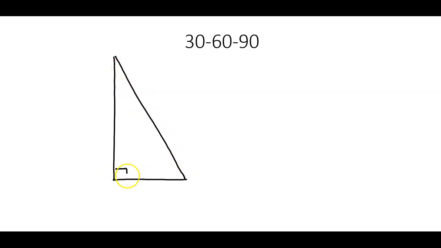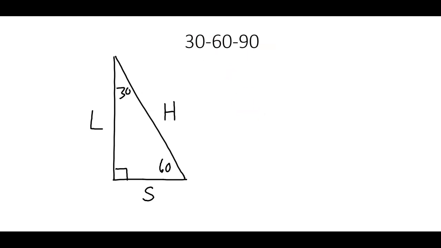On those, you have one 90-degree angle, you have one 30-degree angle, and one 60-degree angle. Now, the side that's across from the 60-degree angle is what I'll label as L for long leg. The side across from the 30 is what I'll call S for short leg. And then the hypotenuse is H, of course. So that's our long leg, our short leg, and our hypotenuse.